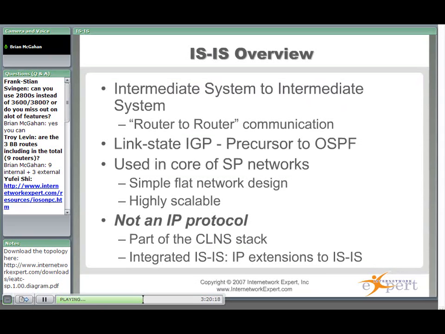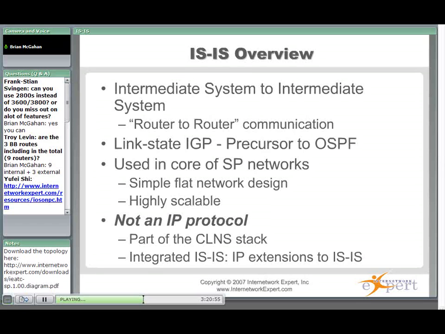Okay, IS-to-IS means intermediate system to intermediate system, which simply means router to router communication. So it's an interior gateway routing protocol. Now, it is a link state protocol like OSPF, and it's actually the precursor to OSPF. One of the main advantages of using this for service provider networks is that we can design our network in a very flat fashion where we don't need to worry about hierarchical OSPF designs in order to get the network to scale. So basically, we can just enable IS-to-IS everywhere, and it's going to be fine.